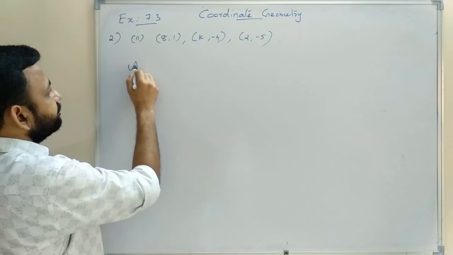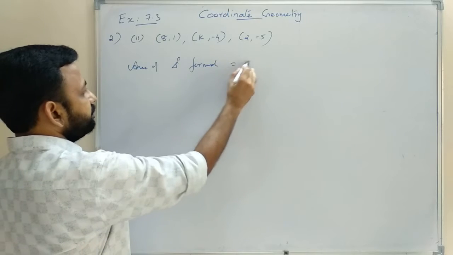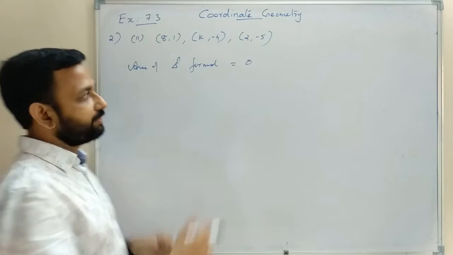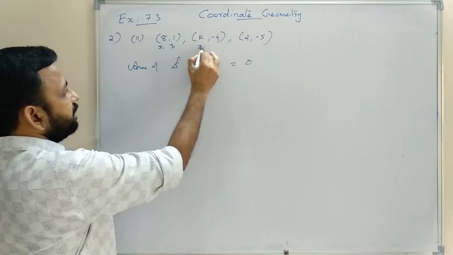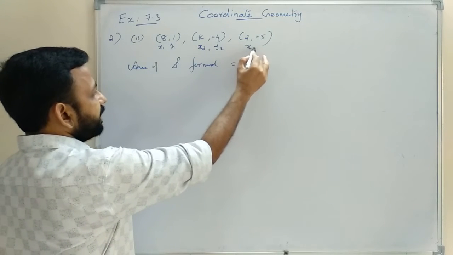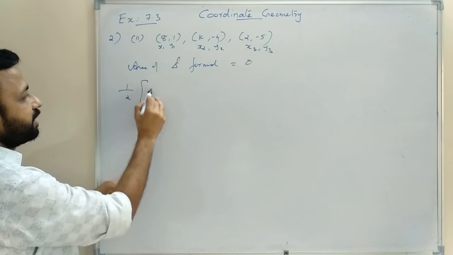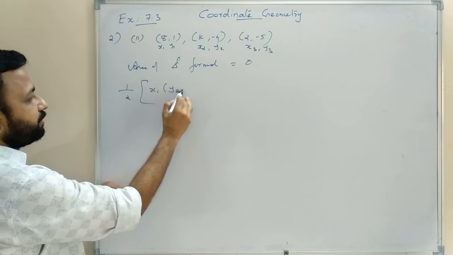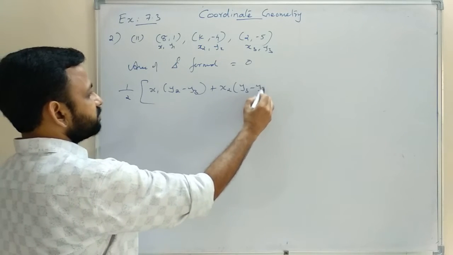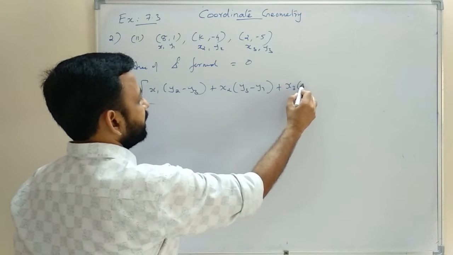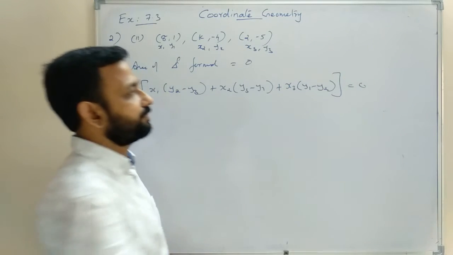So we can write down, therefore, area of triangle formed equal to 0. And we can take the points x1, y1, x2, y2 and x3, y3. Then the formula is 1 by 2 into x1 into (y2 minus y3) plus x2 into (y3 minus y1) plus x3 into (y1 minus y2) equal to area 0.